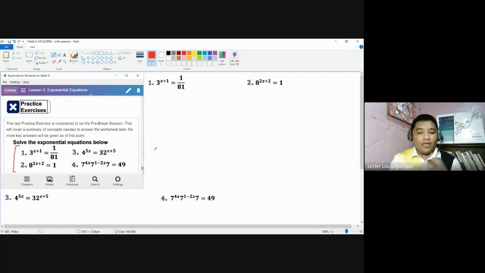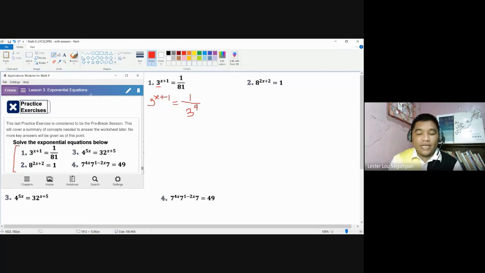sides of the equation. In number one, here, 3 is already in its simplest form. It's a prime number already. This would mean that we cannot express 3 as a power of another number. But what we could do here is this 1 over 81. To do that, let's try to make this an integer. So this could actually be written as 3 to the power of x plus 1 is equal to, as for this side here, we could actually express 81 as a power of 3. And that is actually 1 over 81, which is 3 to the power of 4.